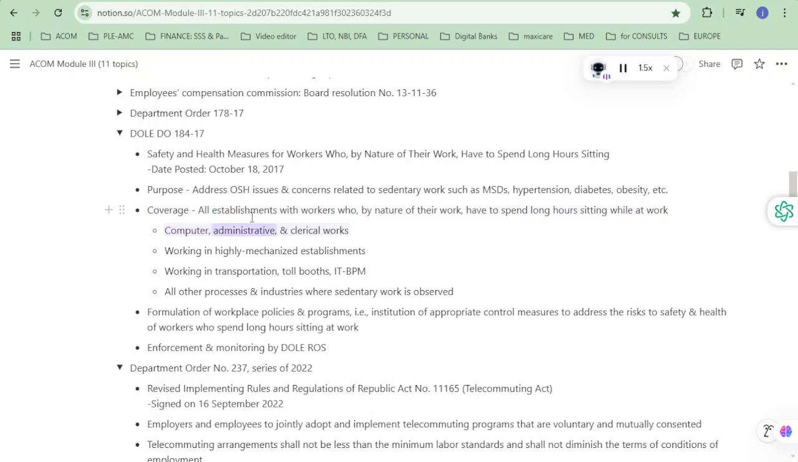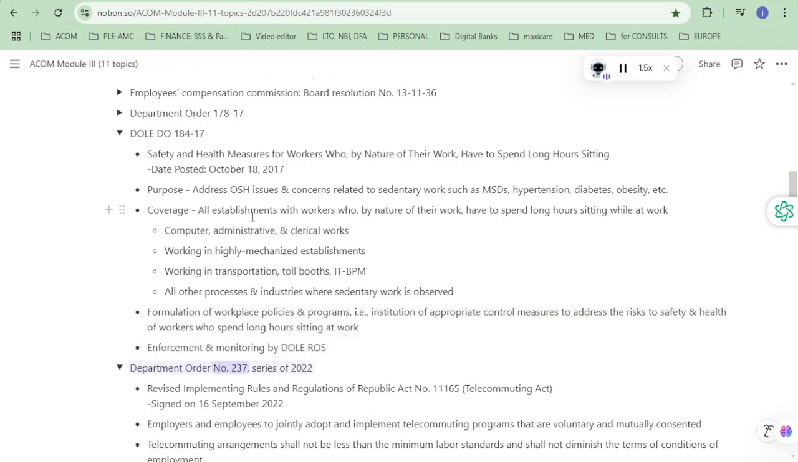Computer, administrative, and clerical works. Working in highly mechanized establishments. Working in transportation, toll booths, BPM. All other processes and industries where sedentary work is observed. Formulation of workplace policies and programs, i.e., institution of appropriate control measures to address the risks to safety and health of workers who spend long hours sitting at work. Enforcement and monitoring by DOLE ROs.